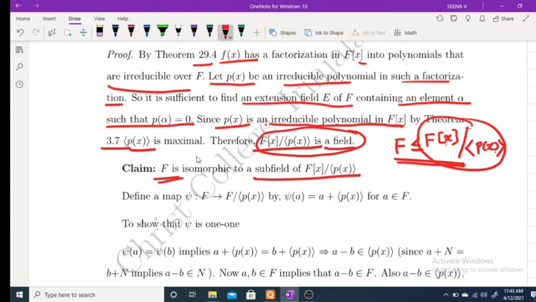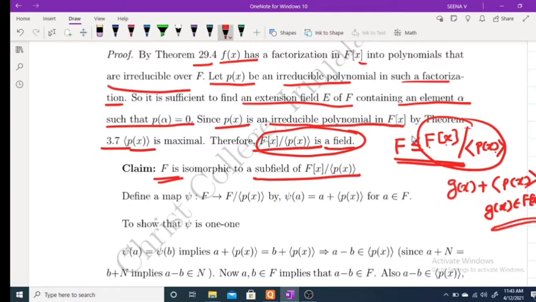Our aim is to prove F is isomorphic to a subfield of F[x] over the ideal generated by p(x). Now, what about the elements in F[x] over the ideal generated by p(x)? The elements of this set are of the form g(x) plus the ideal generated by p(x), where g(x) belongs to F[x].